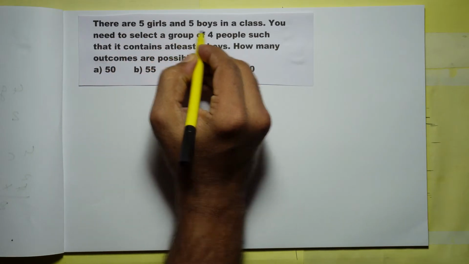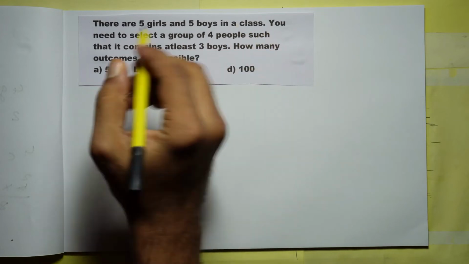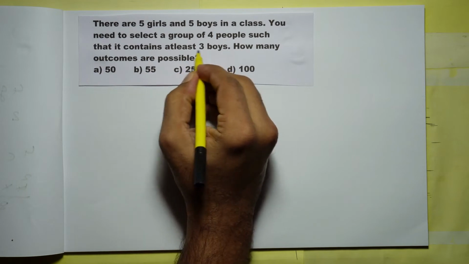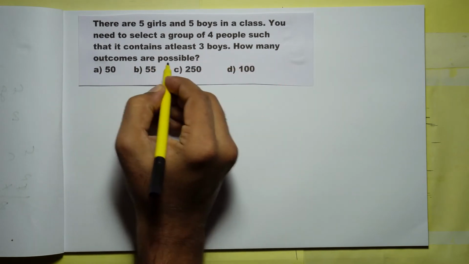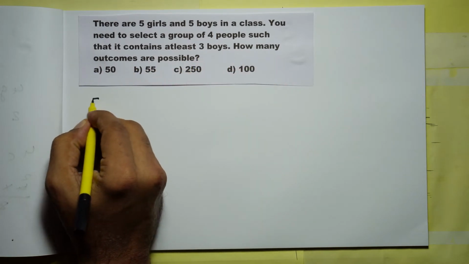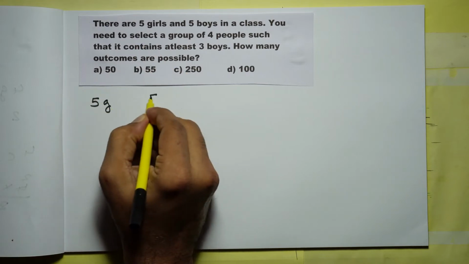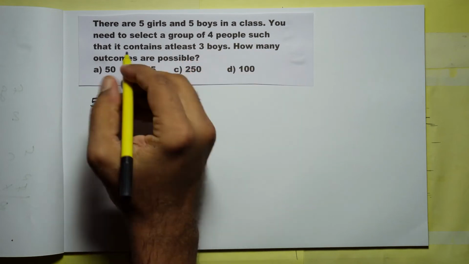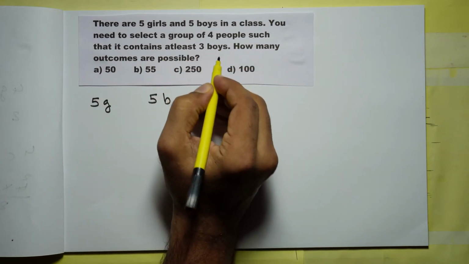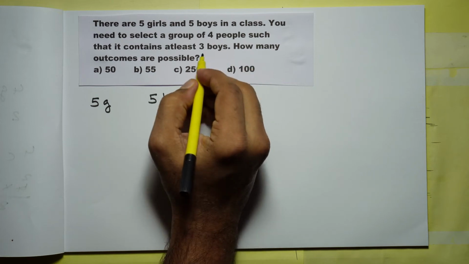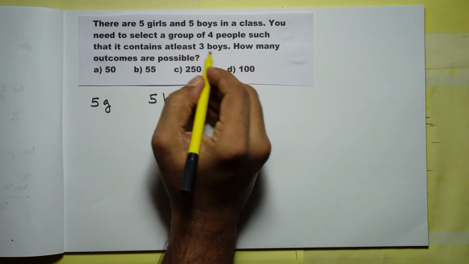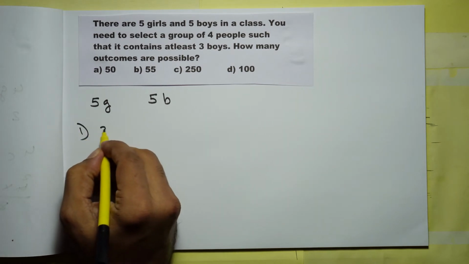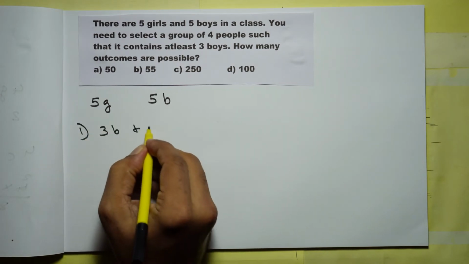There are 5 girls and 5 boys in a class. You need to select a group of 4 people such that it contains at least 3 boys. How many outcomes are possible? So altogether 5 girls are there and 5 boys are there. You need to select a group of 4 people such that it contains at least 3 boys. At least 3 means you can have exactly 3 or 4. That is minimum 3. So one possible outcome is you select 3 boys and 1 girl.